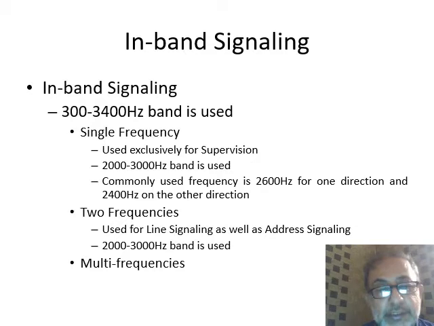The frequencies in the voice band were used, which is called the in-band signaling, which ranged between 300 to 3400 Hz. And the normally used frequencies were 2400 and 2600 Hz. 2400 Hz in one direction and 2600 in the other direction. And these two frequencies were used for line signaling as well as address signaling. In addition to that, multi-frequencies were also used.